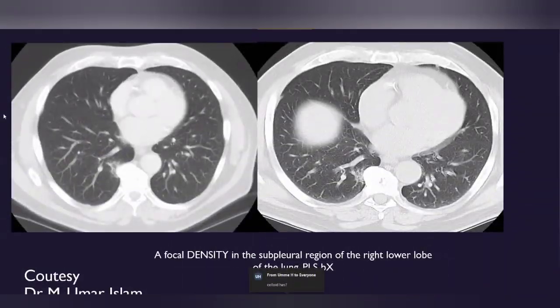Okay, so this is another case here. The respirologist was trying to push us to biopsy it. It has been followed up, and there is a ground glass density here, which has slightly increased from previous, and they asked for biopsy. So this is again a no-biopsy lesion.